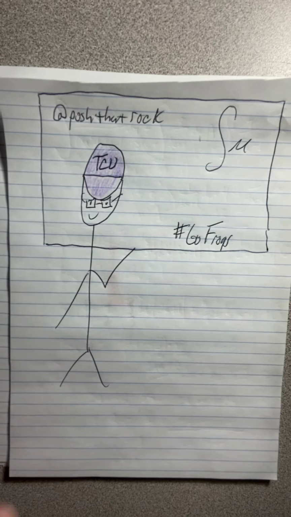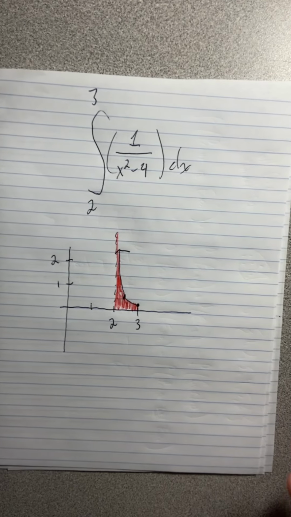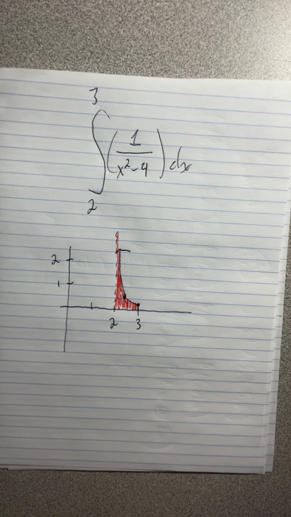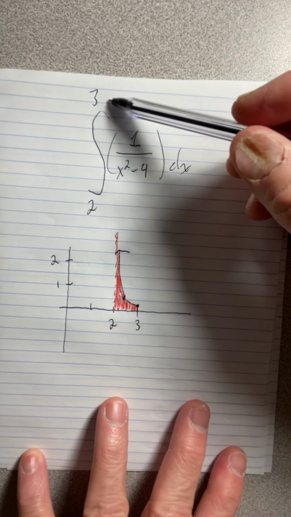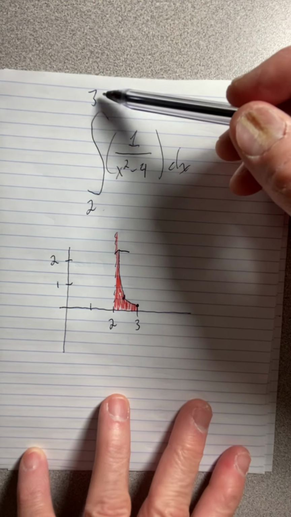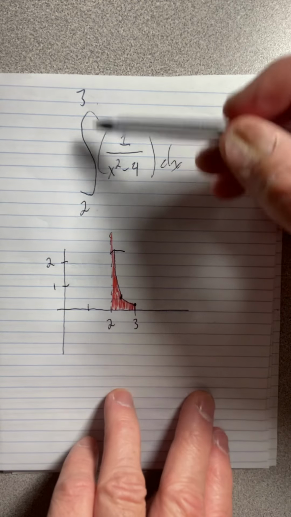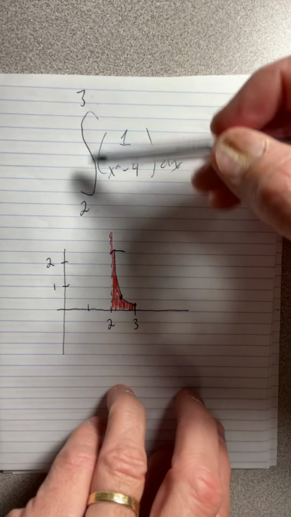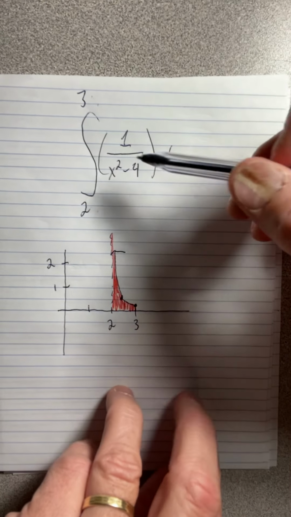Push that rock here with some math. Let's look at this improper integral. It looks like a regular definite integral. It has these definite limits of integration. So the domain is bounded between 2 and 3, the domain over which we're worried about the area.